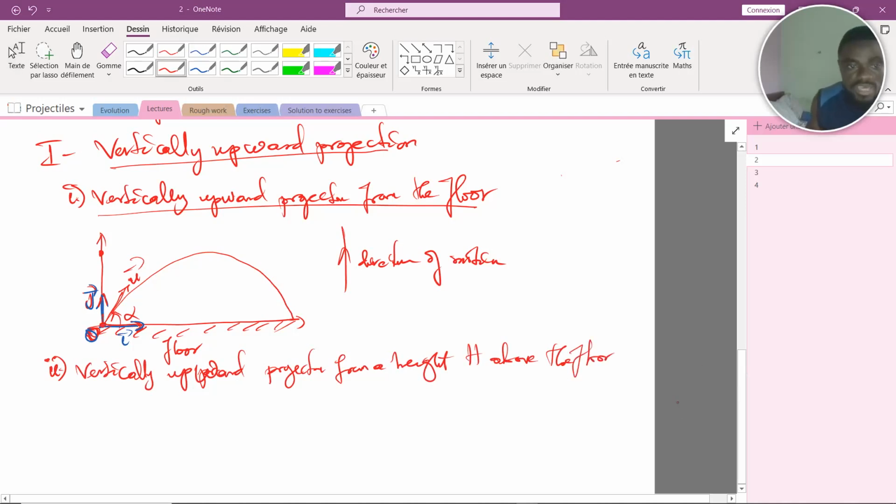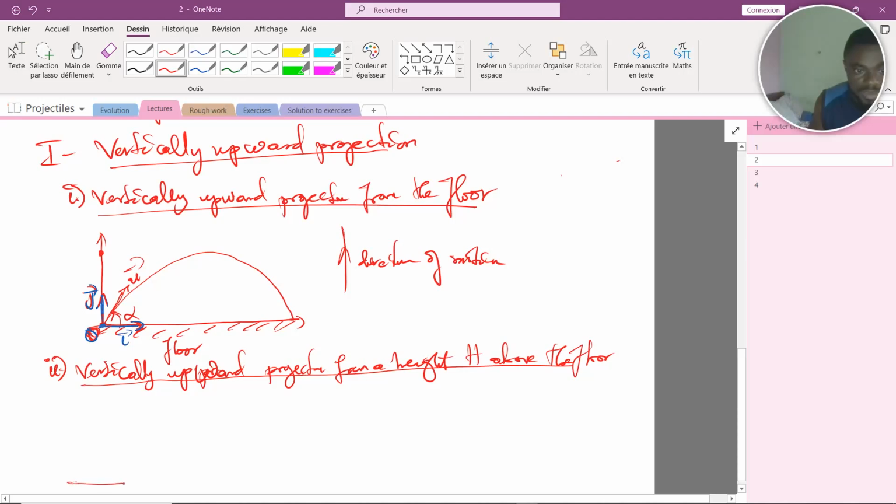Okay, in this case we are going to have two situations. The first situation is where the origin of reference can be at the floor, and the second situation is where the origin of reference can be where? At the level where the particle is being projected. Is that okay? So let me draw this first diagram.